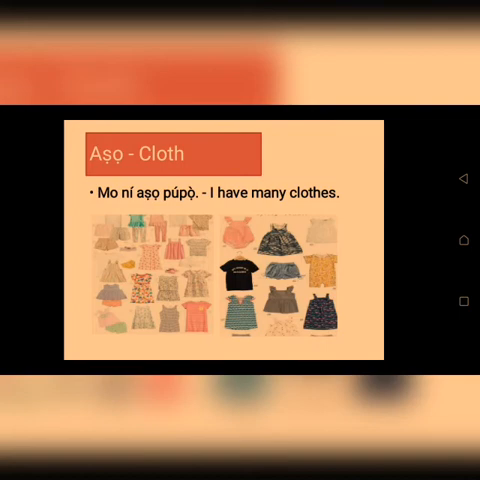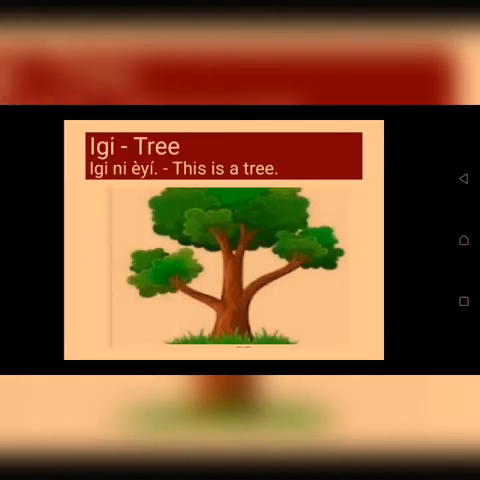Aṣọ, cloth. Mo ní aṣọ púpọ̀, meaning I have many clothes. Aṣọ, that is cloth. Mo ní aṣọ púpọ̀. I have many clothes. Okay?